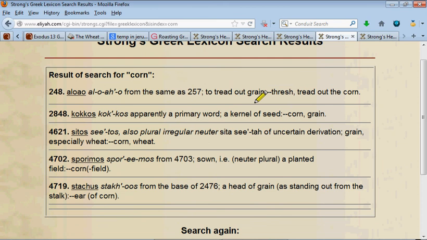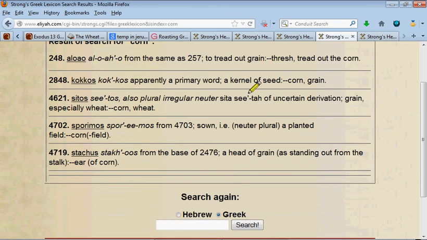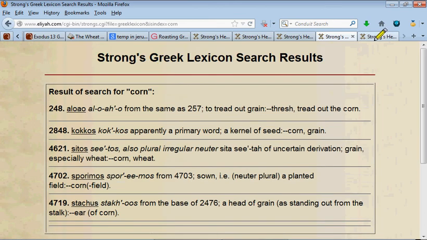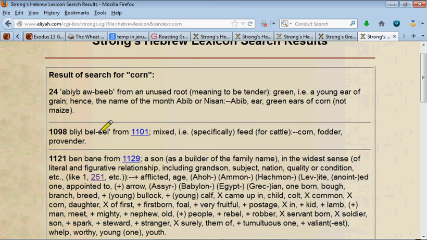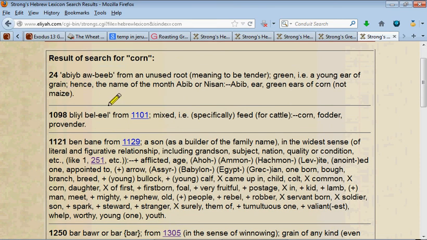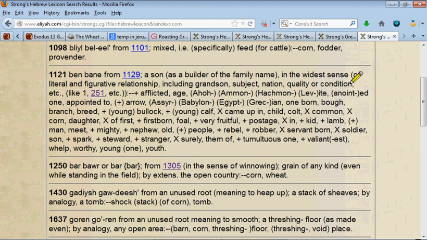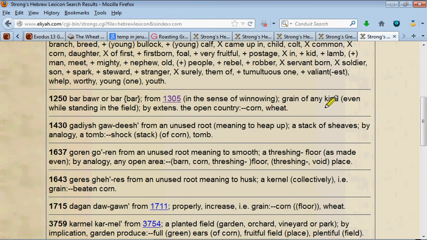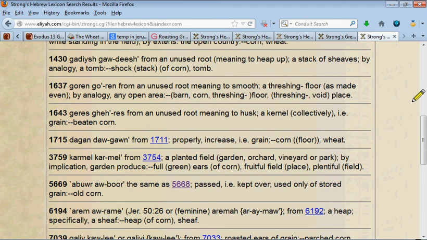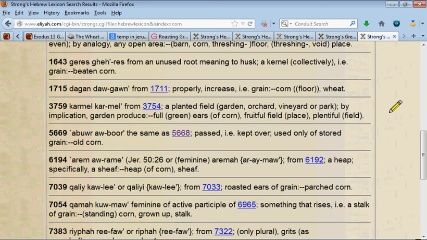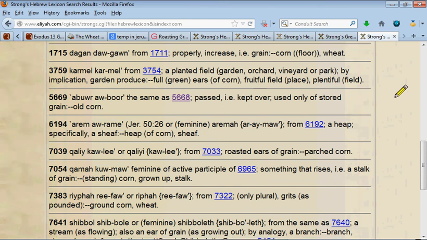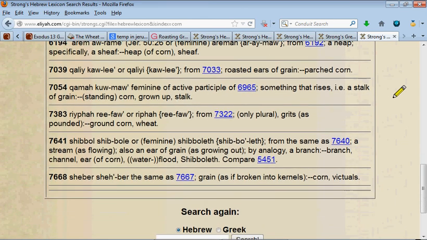Corn, to tread out grain, thresh, tread out the corn. Grain, wheat, corn, a planted cornfield. And that's the Greek word. And here we are in the Hebrew word for corn, more appropriate. A young ear of grain, hence the name of the month, Abib, Nisan. Now, see, they even say it there, Abib. Ear, green ears of corn, not maize, corn. In the grain of any kind, even while standing in the field. And they talk about the threshing for grain, corn, wheat. And they even talk about stored corn. And there was another thing too.